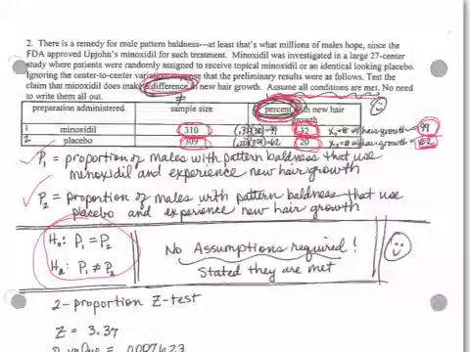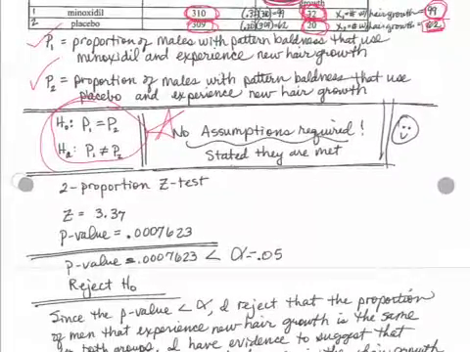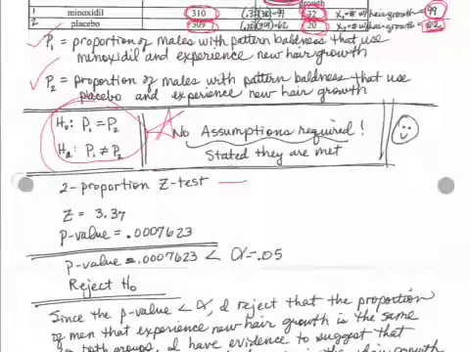So, nice thing is that the assumptions are already done, so we do not have to do that, so that is lucky. And now it is a 2 proportion Z test. Make sure you name the test. I went and put this into the calculator. When I put this into the calculator for a 2 proportion Z test, I got a Z-score of 3.37 and a p-value of 0.007623.